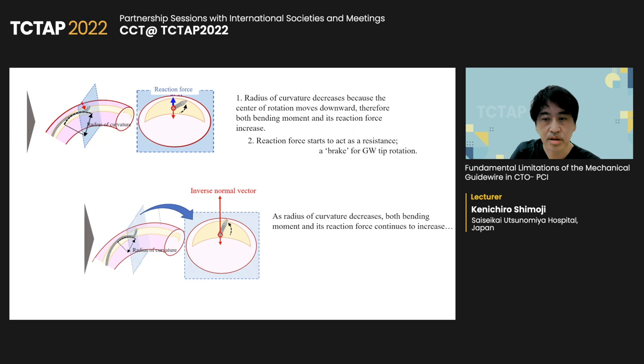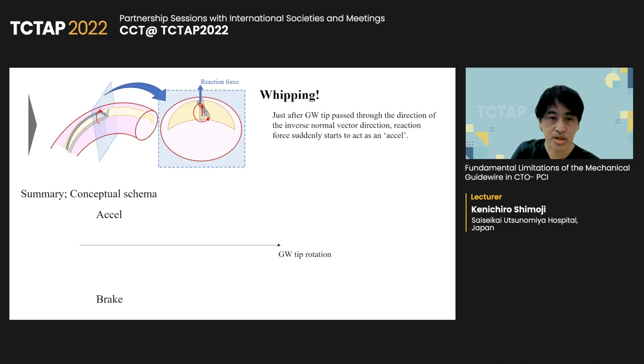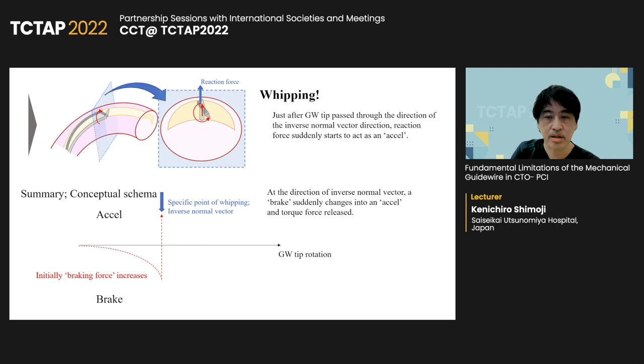As radius of curvature decreases, both bending moment and its reaction force continue to increase until the guide wire tip is directed to the inverse normal vector. Then the wire tip passes through the direction of the inverse normal vector. Whipping occurs. Just after the guide wire tip passes through the inverse normal vector direction, reaction force suddenly starts to act and accelerate. So this is a conceptual schema, not an experimental measurement or data. Initially, brake force increases like this, and suddenly, at the specific point of whipping, that is the inverse normal vector, the brake suddenly changes into an axial force and the tip force is released.